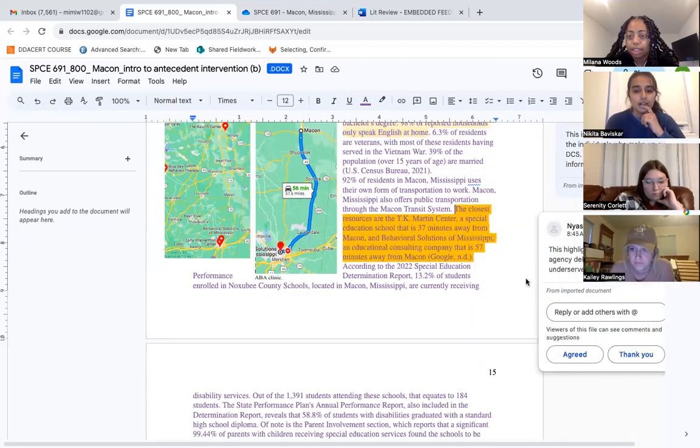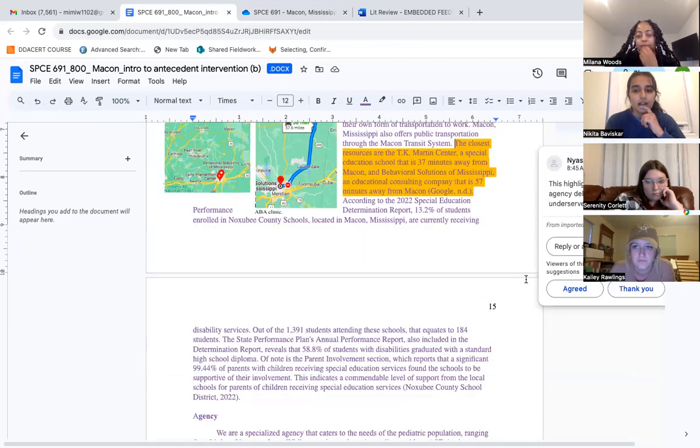So is that the same? This talking is about the closest education center or other service would be 37 minutes away. So this really highlights the need for us to be delivering services in this underserved community.